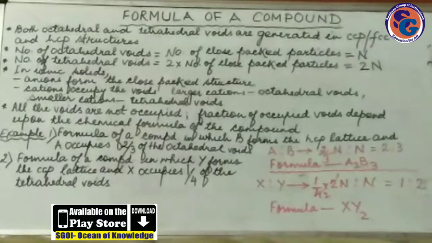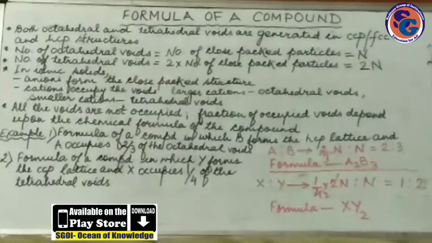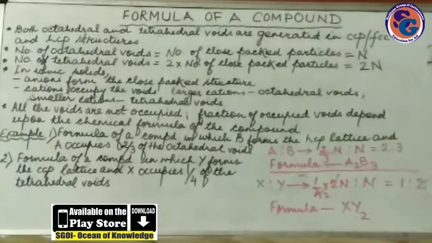Hello students, today I'll be telling you how to generate the formula of a compound. In order to generate the formula of a compound, we have to keep the following things in mind. The first one is, in case of a CCP or an FCC and an HCP structure, both the octahedral voids and tetrahedral voids are generated.